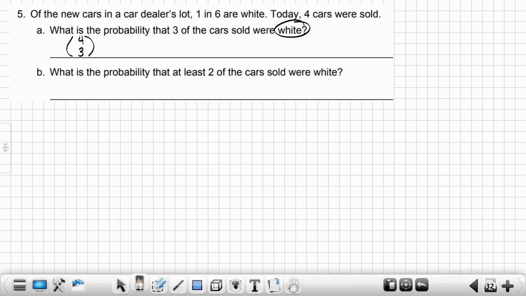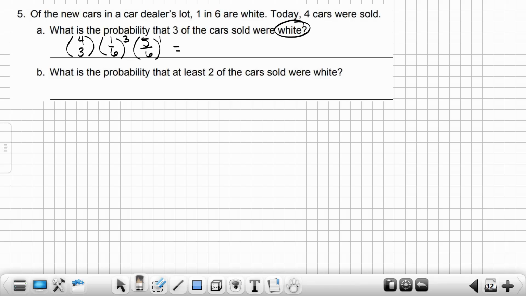4 choose 3. A white car is 1 out of 6. We want 3 of those to be white. And then what's not white? 5 out of 6. And then we calculate that. Wait, what? Oh, because there's a 5 in 6 chance of it. Right. If there's a 1 in 6 chance of getting a white car, then there's a 5 in 6 chance of getting anything other than white.